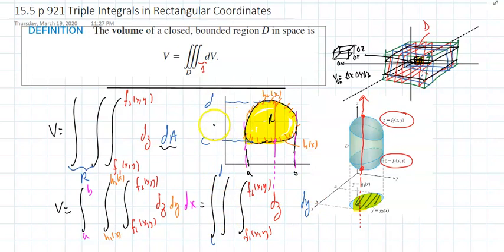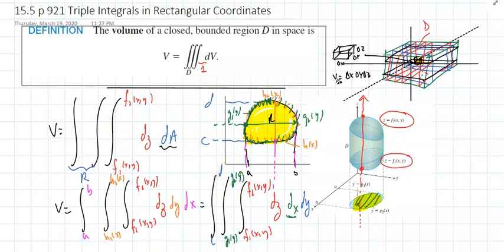And wouldn't you say then x is going to run from, in this case, some g1 of y, and it's going to terminate at g2 of y.